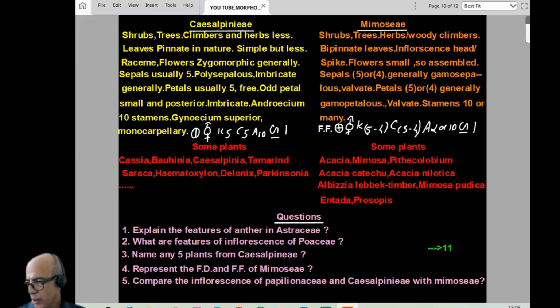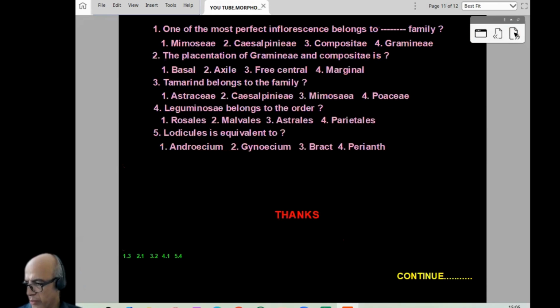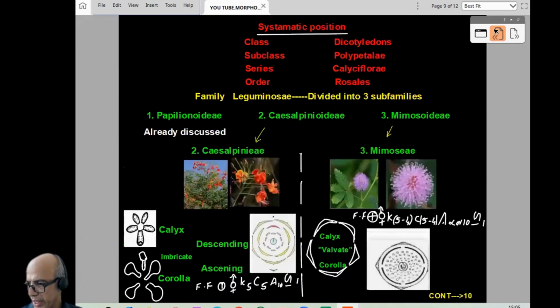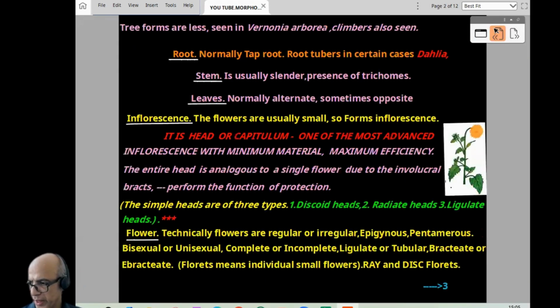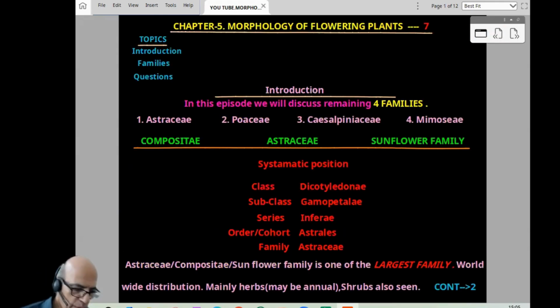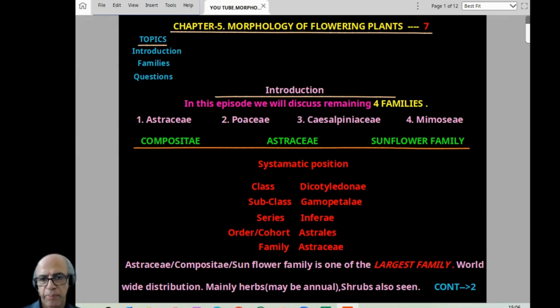Now after that, 5 theory questions and 5 NEET model questions with the key. So what all things we learned in this episode? We can just proceed. So morphology of flowering plants, 7th part, last one, by which the remaining 4 families will be over, and we'll be discussing Asteraceae, Poaceae, Caesalpiniaceae, Mimosae. Asteraceae, in all families, we'll discuss systematic position.